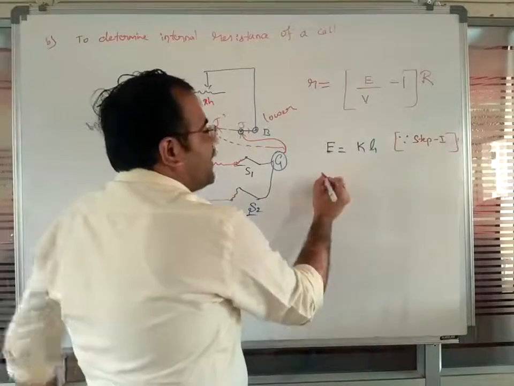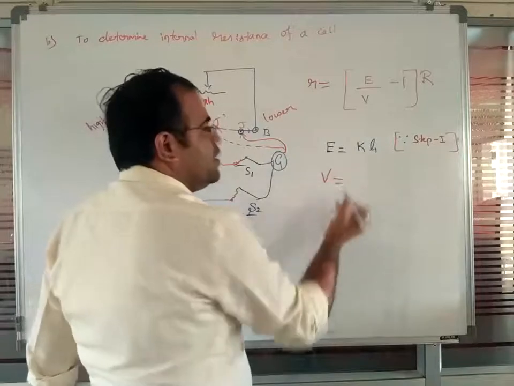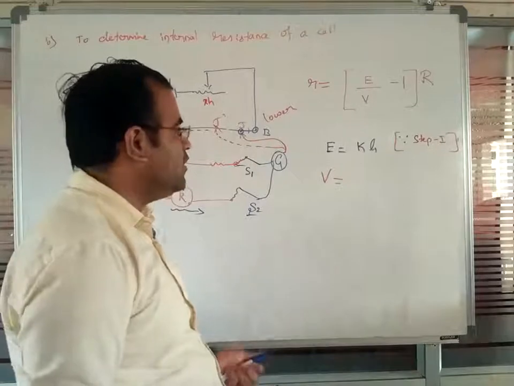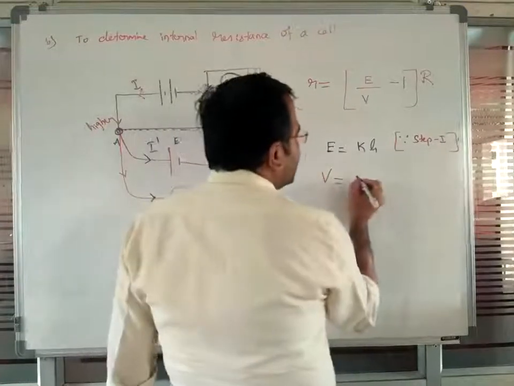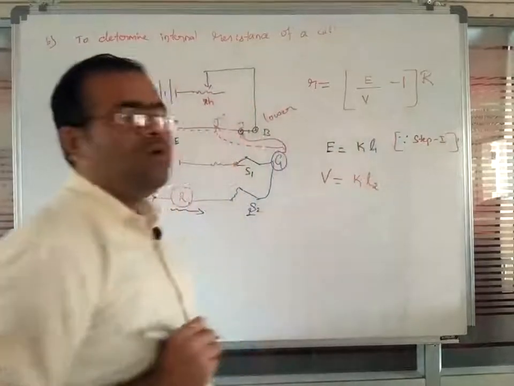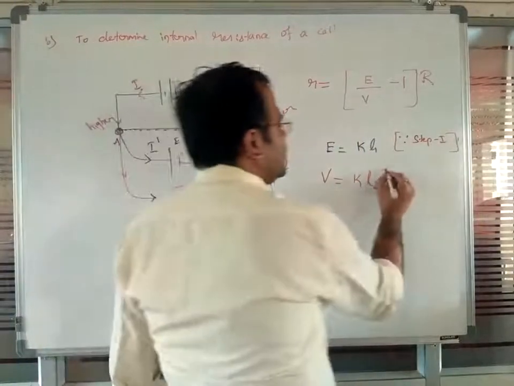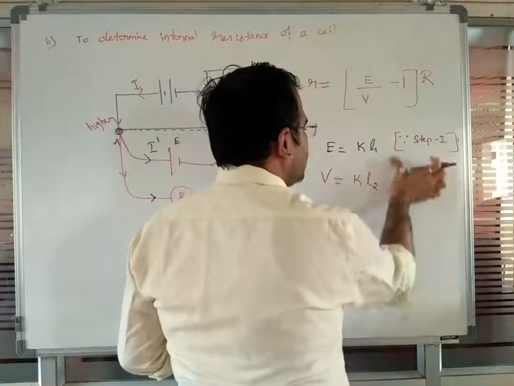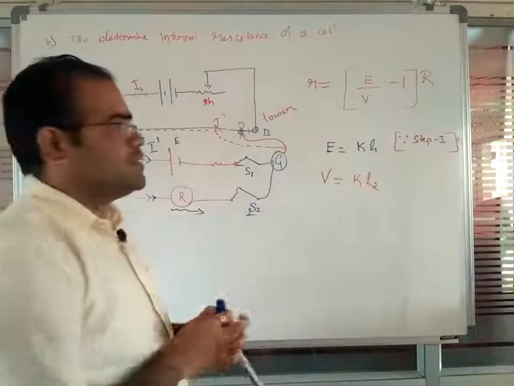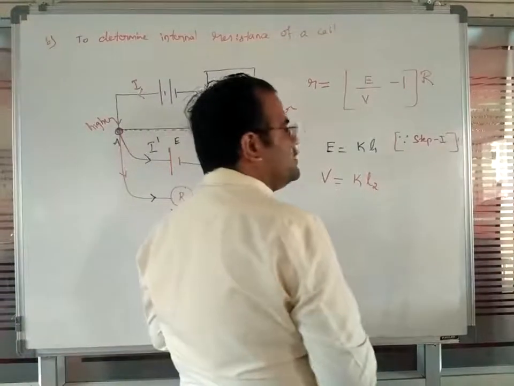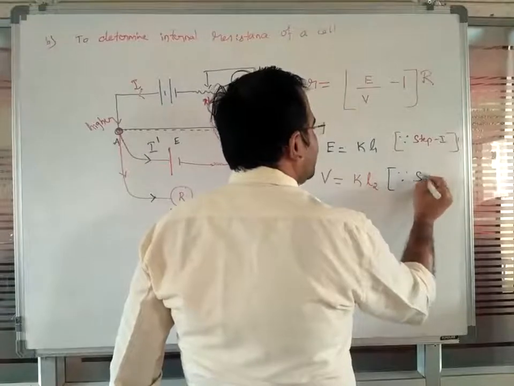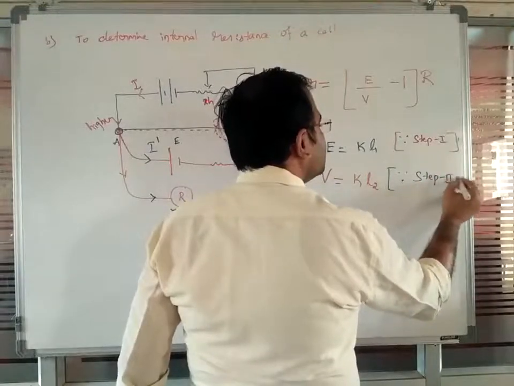Next, after getting this one, the second equation, or else the second terminal potential difference that we are observing here, was given by V is equal to K into L2. So this equation was obtained by step 2 here.